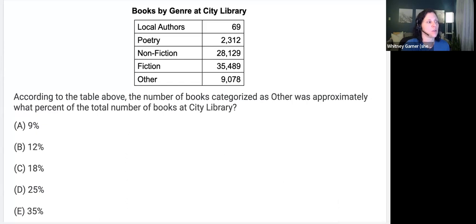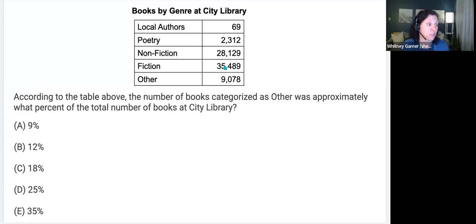Okay, so this table is giving us a bunch of books. And then we're being asked what percent of all of the books are categorized as other. So this would be like 9,000 over some number. Now you might be looking at this and thinking, holy cow, these numbers are so ugly. Right, now I'll actually make us a little more space. You're right, these numbers are pretty ugly. The uglier the number, the more I'm meant to estimate generally.